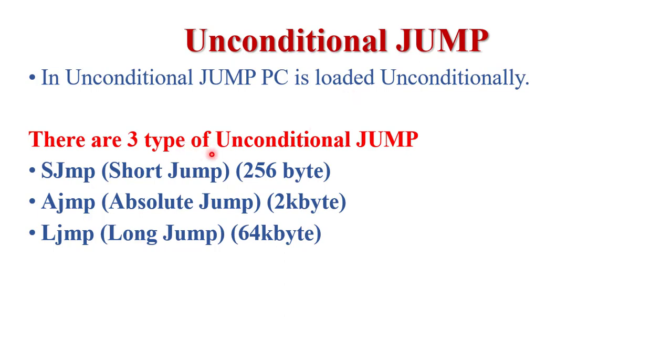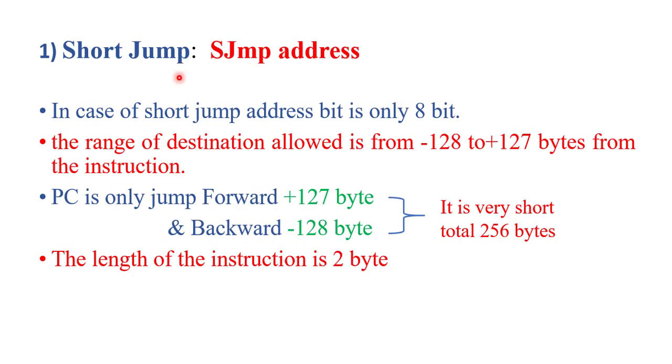There are basically three types of unconditional jump. First is short jump, next is absolute jump, and third is long jump. These three types depend upon the address, whether it is 8-bit, 11-bit, or 16-bit. So one by one I will explain all the jumps in detail. First is short jump. This is the syntax of short jump, that is SJMP address.